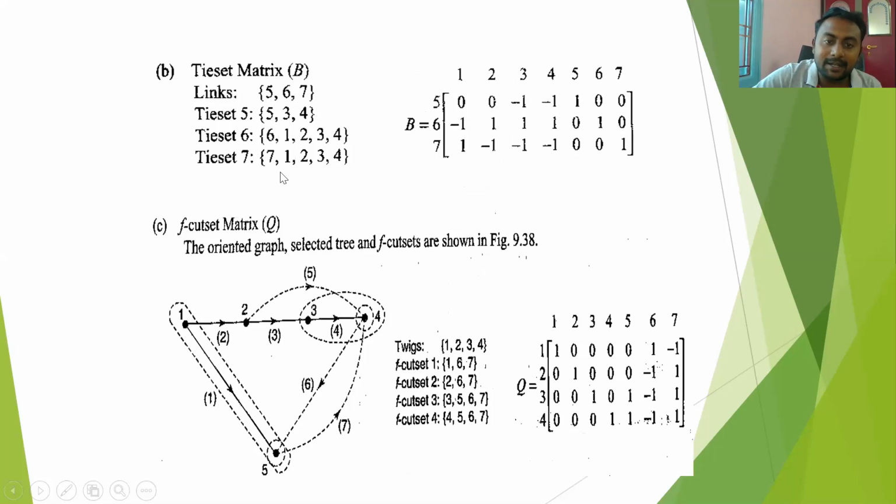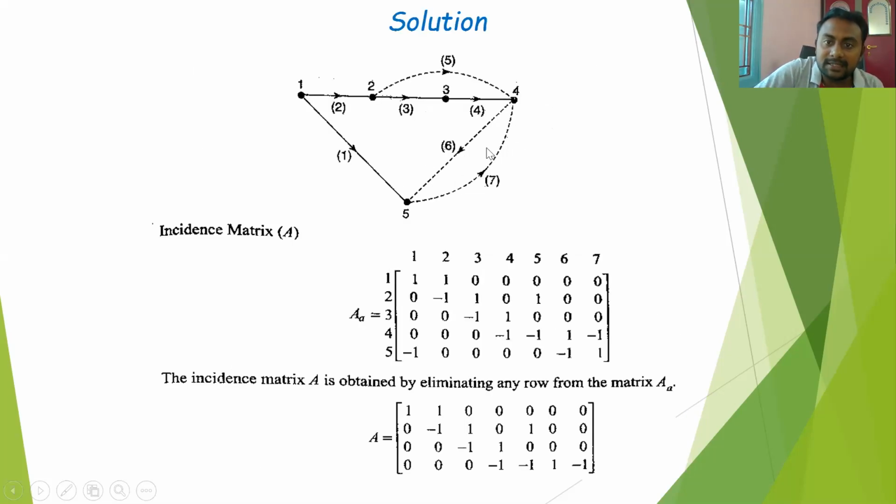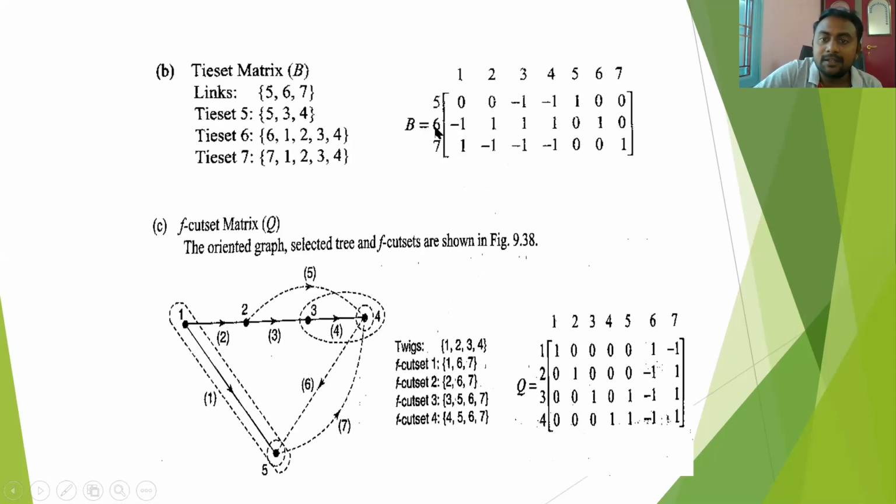For the third loop, the loop direction and the link direction must be the same. So the seventh direction: 4 opposing, 3 opposing, 2 opposing, 1 same. So for 1 I place plus 1, and for 2, 3, 4 I place minus 1. Now for the cut set, we have only one twig and n number of links.